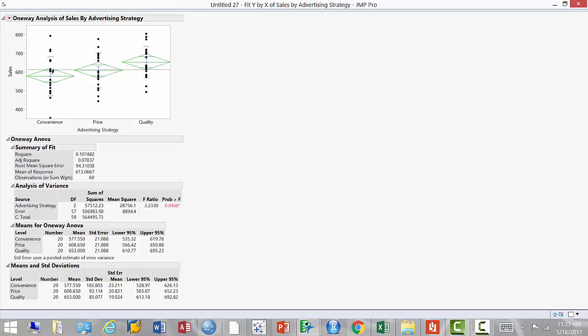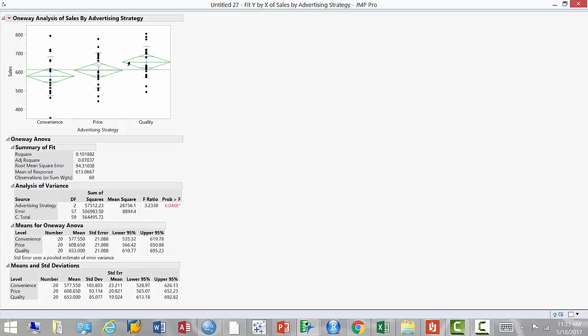Half of them actually overlaps, right? So this is the common area. So they do overlap quite a bit. Therefore, probably, if I'm comparing just these two, convenience advertising and price-based advertising, they're probably not significantly different, right?